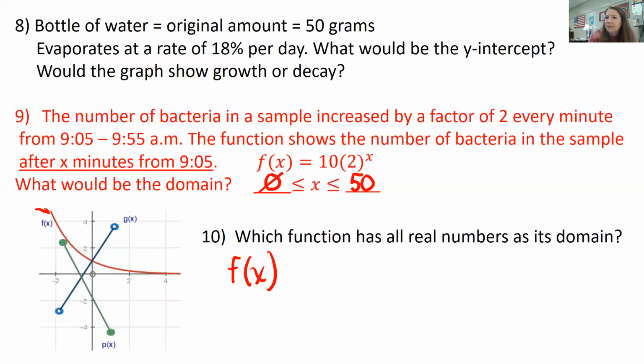So see, they're all kind of labeled. This is g of x and this is p of x. So this red line is considered f of x.